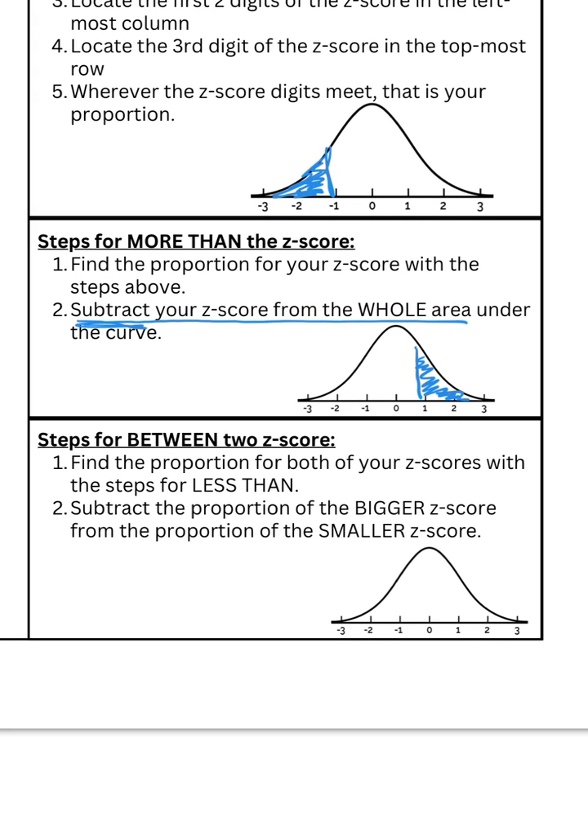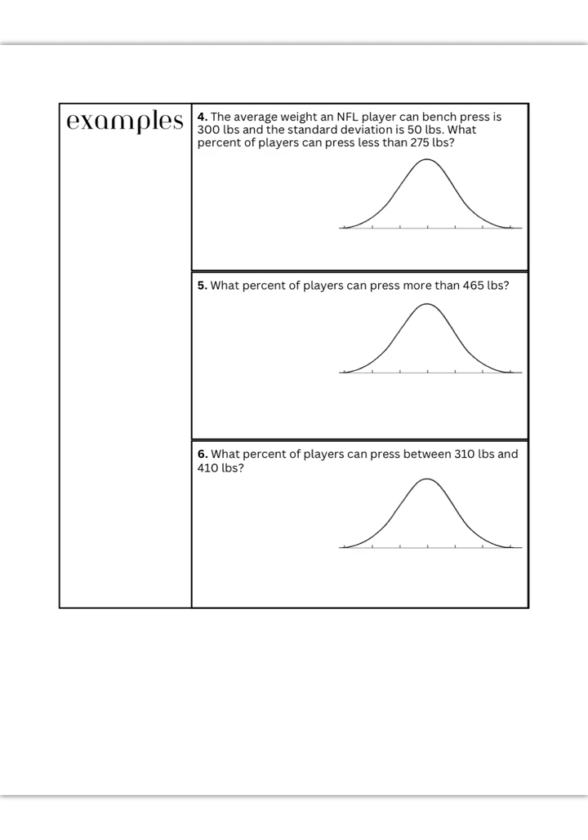And then finally, we can find the area between two z-scores. We basically are going to take the bigger one, find the area for the bigger one, and then subtract the smaller one. And then we'll find the area in the center. Okay, so I know that made no sense. Let's look at some examples and see if that helps.